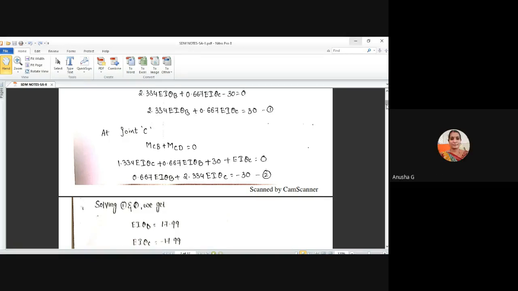Okay, ma, what is the next step? Calculate the fixed end moment. Step 2 is you have to calculate the slope deflection method. And step 3 is you have to calculate the joints. Step 4 is, what is step 4?